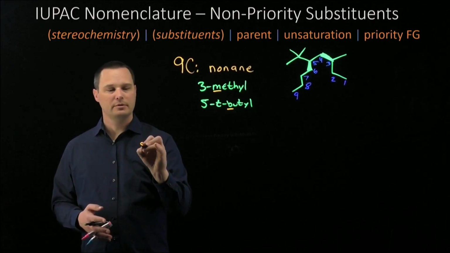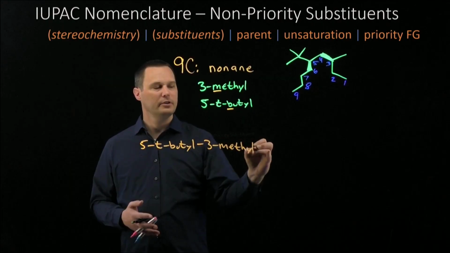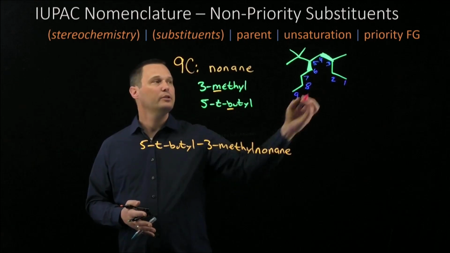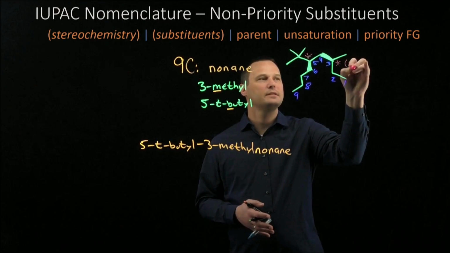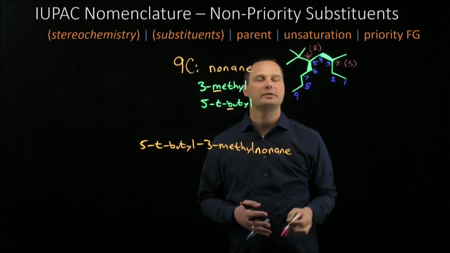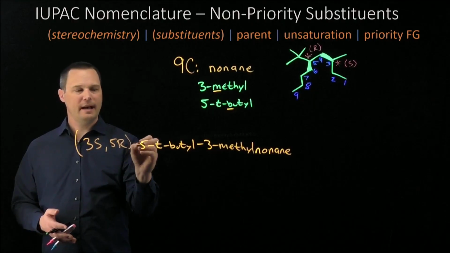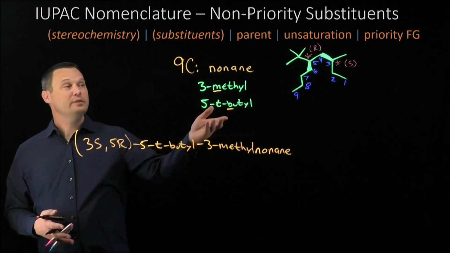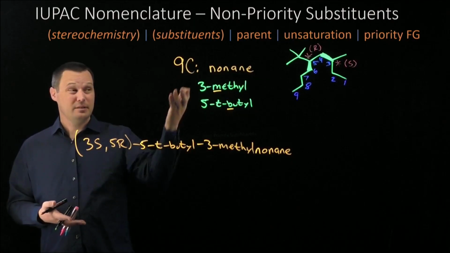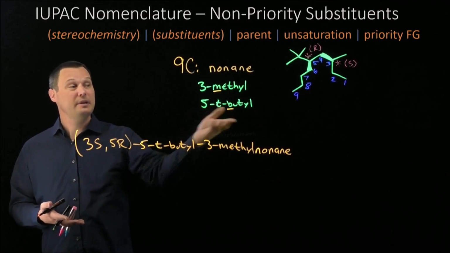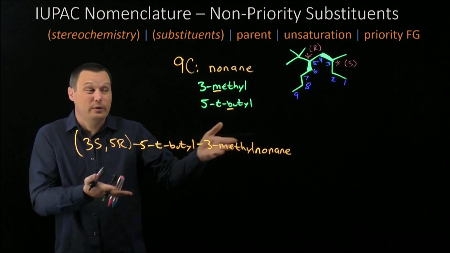B comes before M, so we'll start this name with 5-tert-butyl, followed by a hyphen and 3-methyl, finishing up with our parent hydrocarbon, nonane. There are 2 stereocenters in this molecule, carbon 3 and carbon 5. Carbon 3 is an S stereocenter, and carbon 5 is an R stereocenter. So we add those at the front of the name: 3S, 5R, 5-tert-butyl, 3-methyl, nonane. Notice that as the molecule becomes more complicated, the process doesn't get harder. In fact, the process gives us confidence and peace of mind that the logic that we're using is giving us the correct name, and we're not just guessing at which syllables go where.